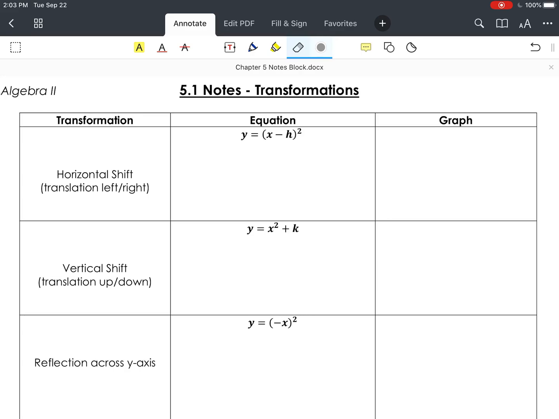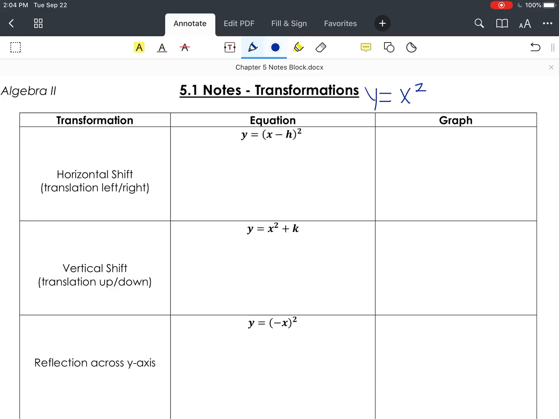Today we're going to be transforming the quadratic functions. You might remember from Chapter 1 that our parent function was y equals x to the second power. So it was a graph that looked like a parabola, a U shape. And now we're going to learn about different ways to transform it.